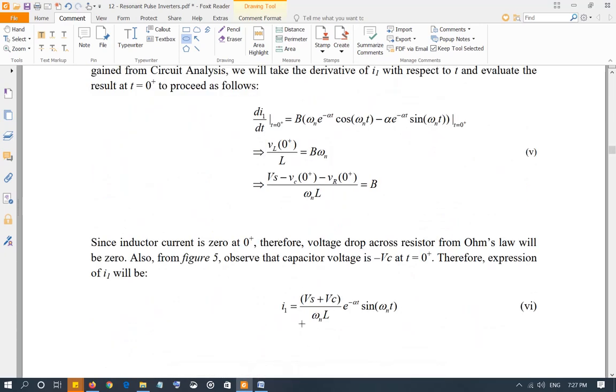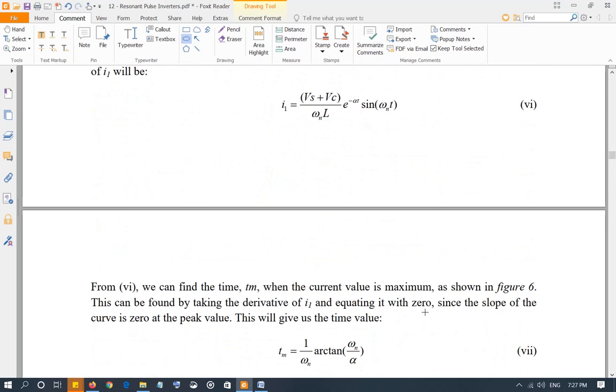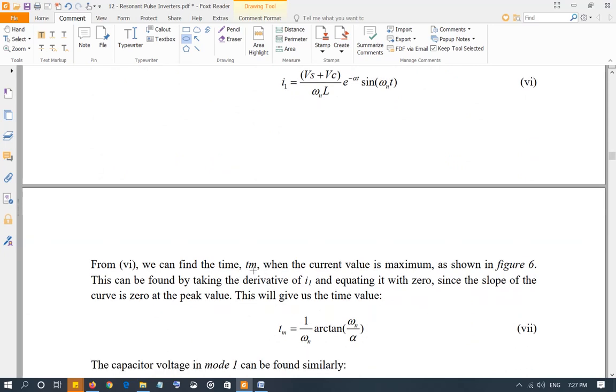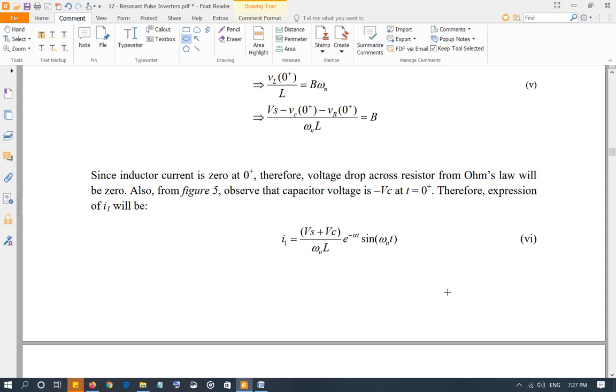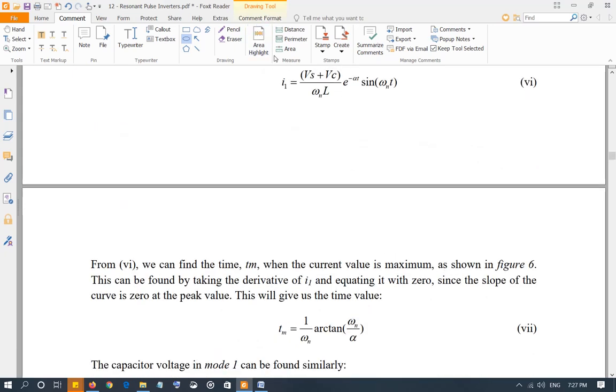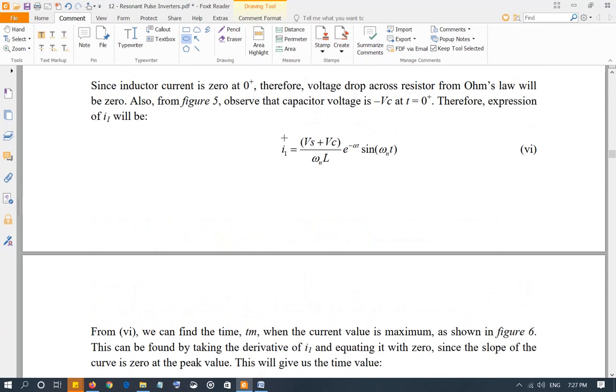So I1 is Vs plus Vc over omega NL e to the power negative alpha t sine omega nt. That's the equation for I1. And we find the peak time at which I1 will become maximum by taking the derivative of I1 and equating it with 0, because of course at the peak your slope of the curve is 0. So we take the derivative first and then equate it with 0, and from there we get the time at which the peak value will occur. When we plug this in this equation, we can find the peak value of I1, and this is done in example number 1.